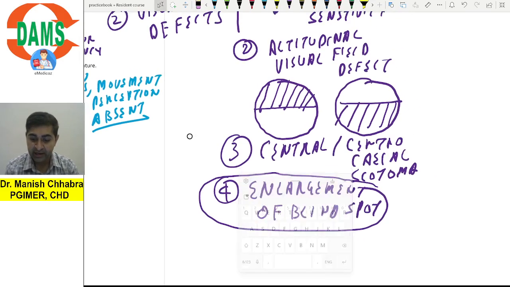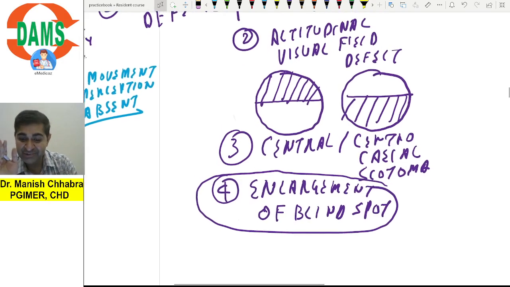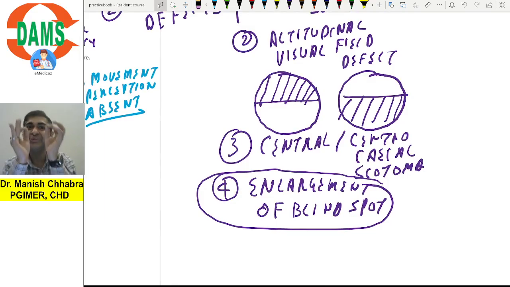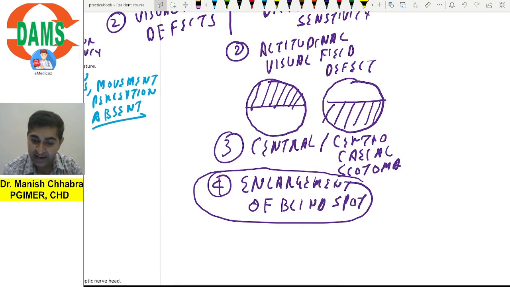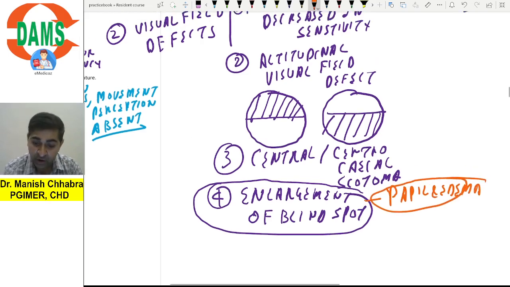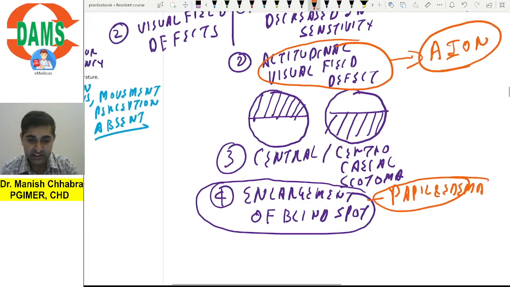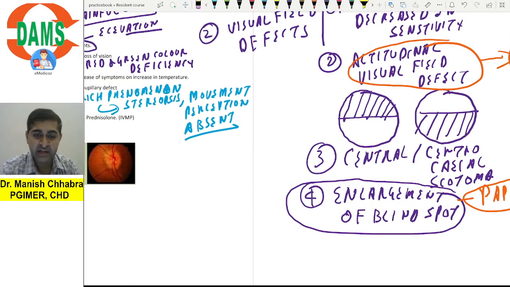It can be seen in papilledema as well. Just telling you that this question, enlargement of blind spot, was asked in your recent NEET PG 2024 examination. But yes, you can be asked enlargement of blind spot in your PG university examination as well. Enlargement of blind spot can also be seen in papilledema. And altitudinal visual field defect can also be seen in AION, anterior ischemic optic neuropathy. Is it understandable?